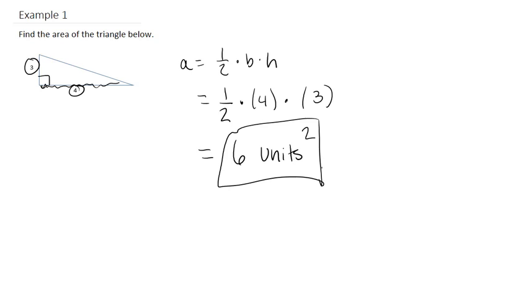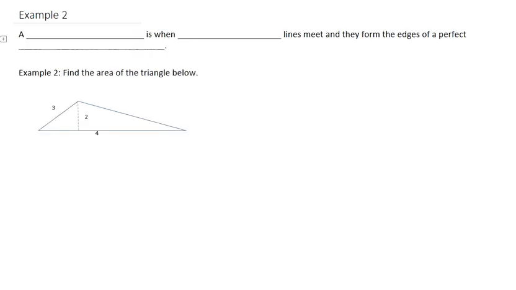So now let's do another example. Example 2. Now here we have a right angle is when two lines meet and they form the edges of a perfect square.